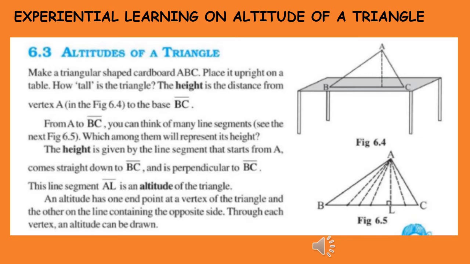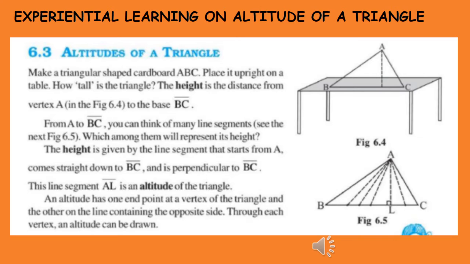From A to BC, we can think many line segments can be drawn as shown in the figure. Now, which among them will represent its height? The height is given by the line segment that starts from A and comes straight down to BC. That means it's perpendicular. It is shown in the figure by AL, where at point L a perpendicular is drawn. That means AL is perpendicular to the line BC. Angle ALB or ALC is 90 degrees.